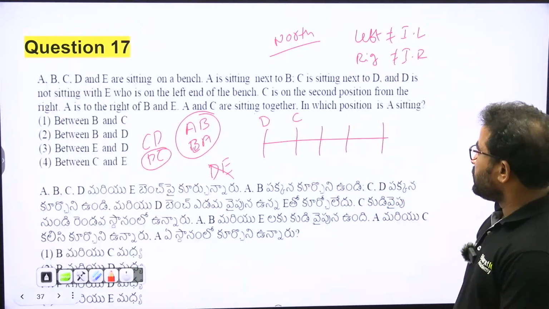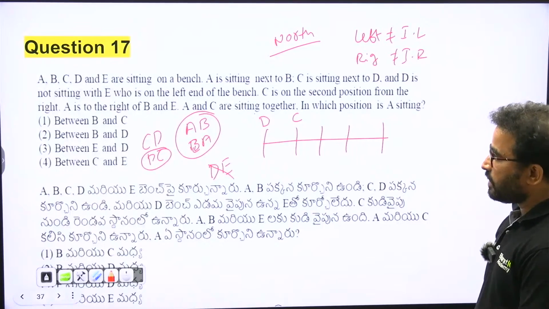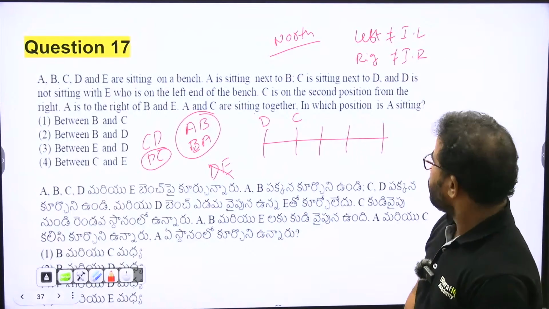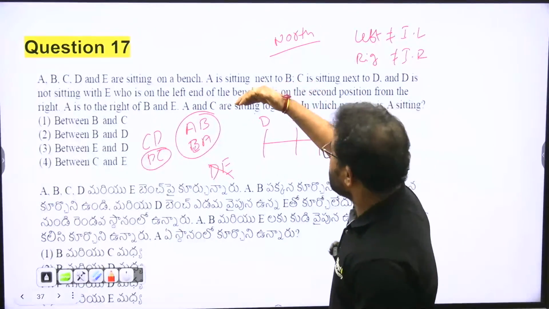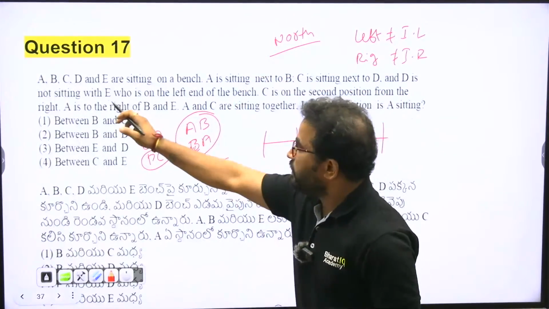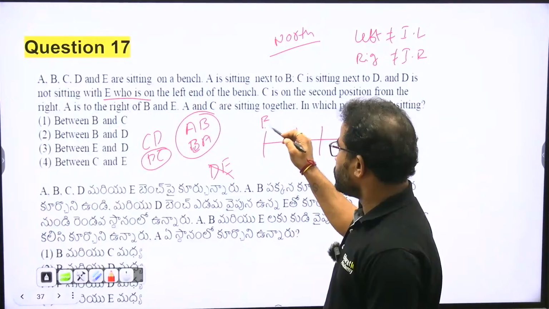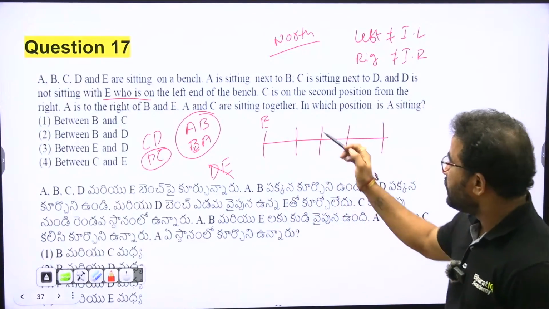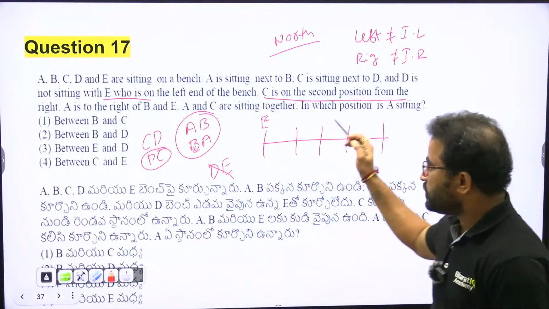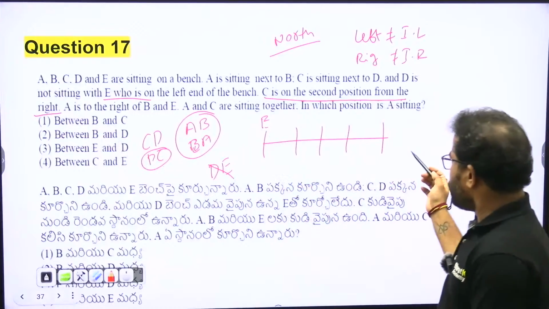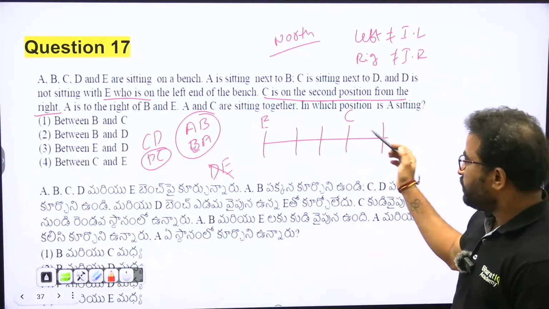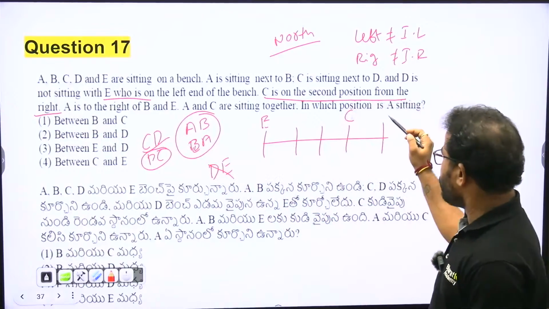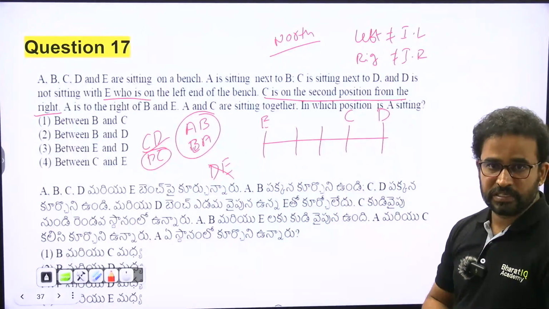Now coming to C on the second position from the right. D is not sitting with E. Okay, sorry. E, who is sitting in the left position, E must be seated here. C is on the second position from the right, so the C position must be here. In between these two, CD is one more that exists. CD must be here.